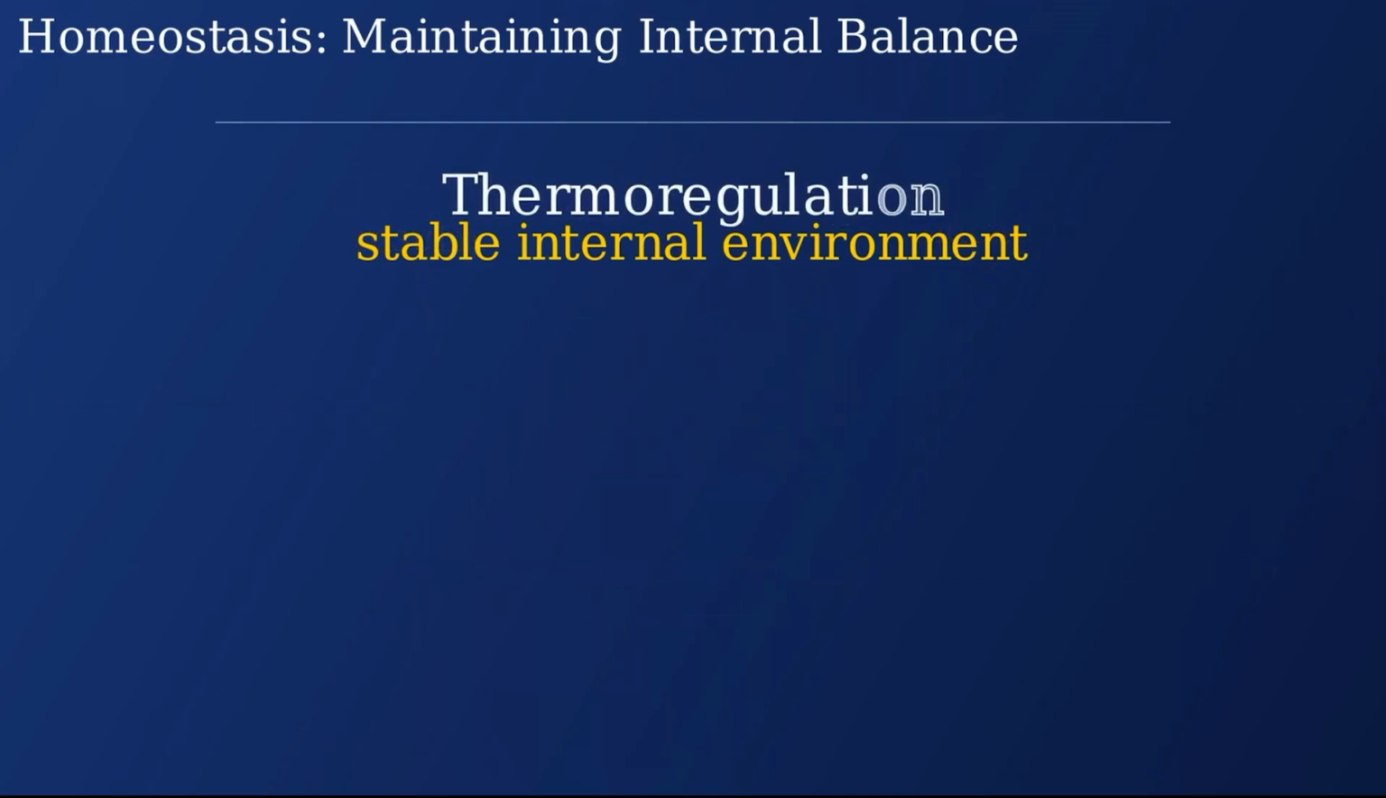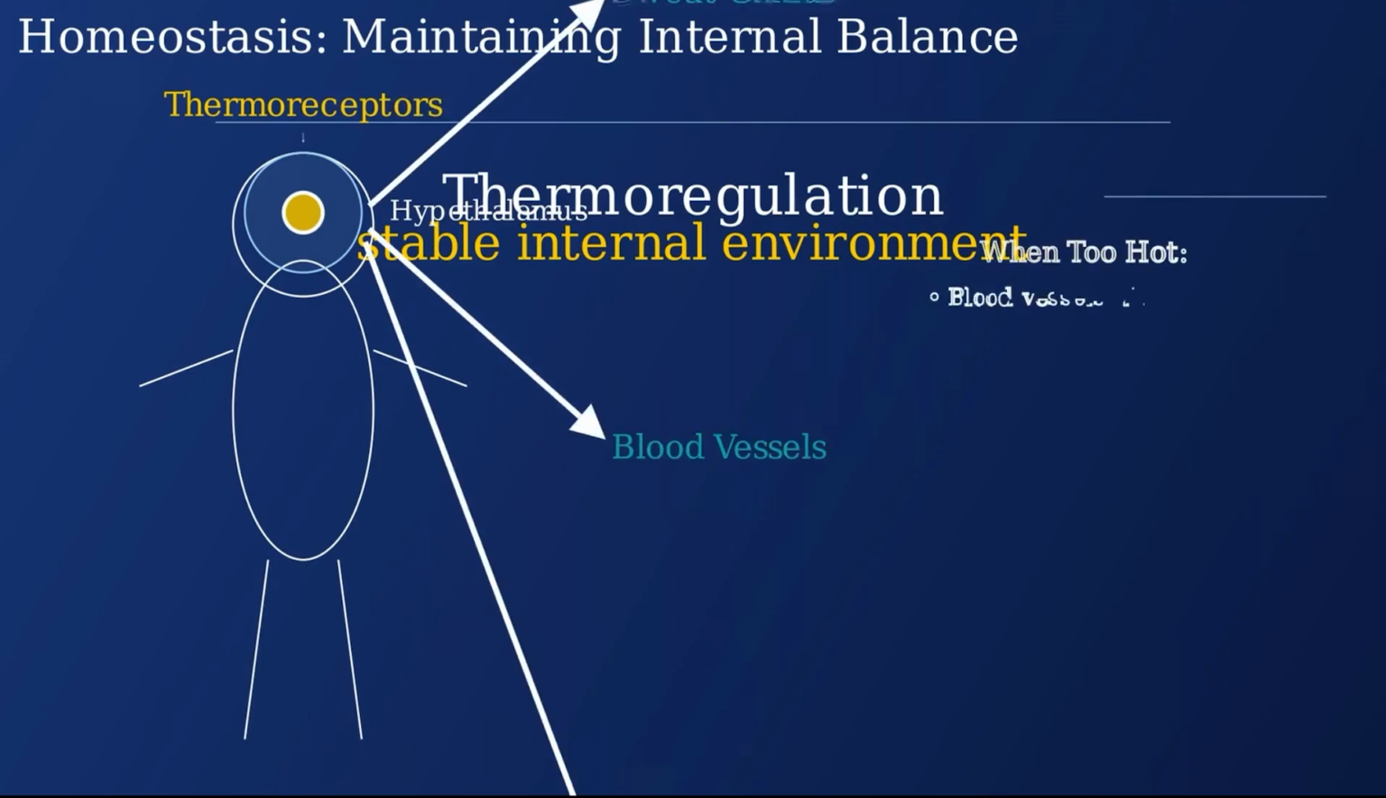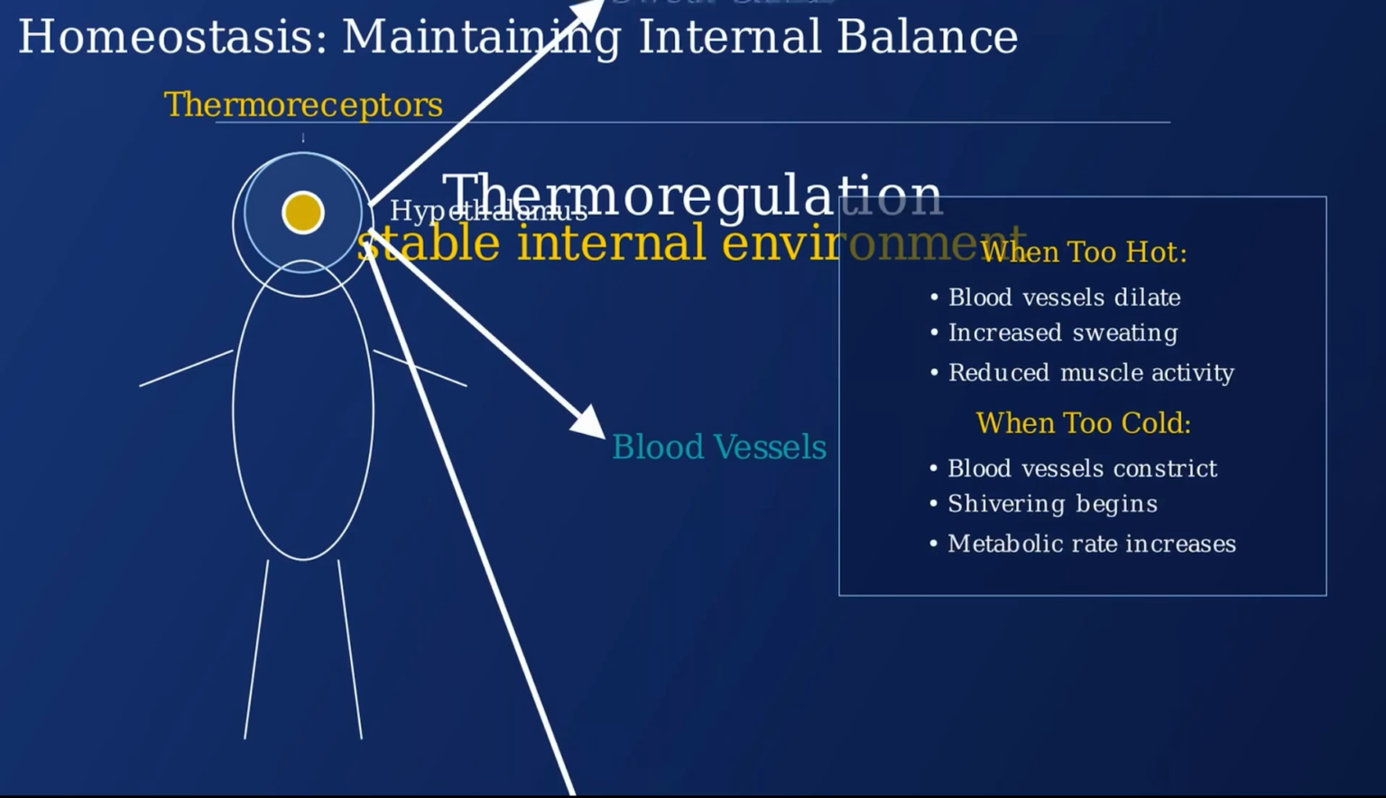Thermoregulation maintains body temperature through thermoreceptors that detect temperature changes, the hypothalamus, which processes this information, and effectors like blood vessels and sweat glands that adjust body temperature.